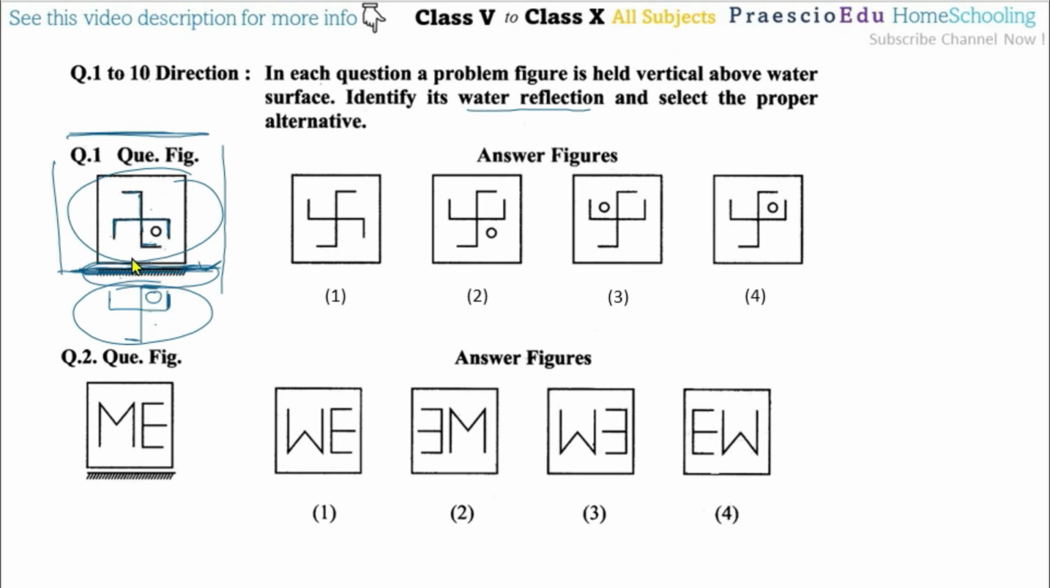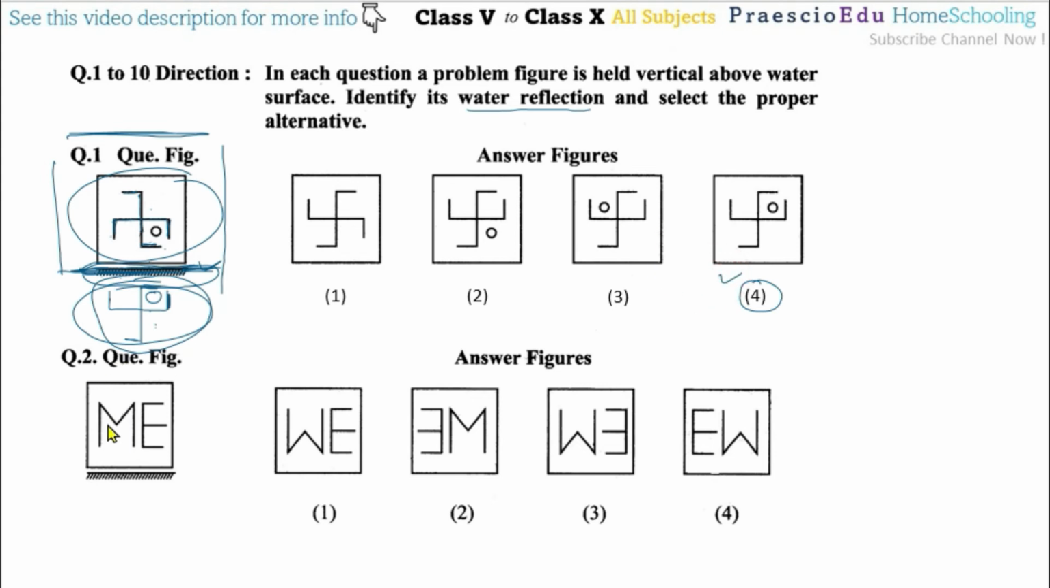So this is how the water reflection comes, and from this image, whatever you have imagined, we have to search whether that is available in our answer figures or alternatives, and we have to mark it correctly. So here, if you make these figures into water images, you will find option number 4 fits correctly with this image's water reflection. Okay, so option number 4 here is the correct one.